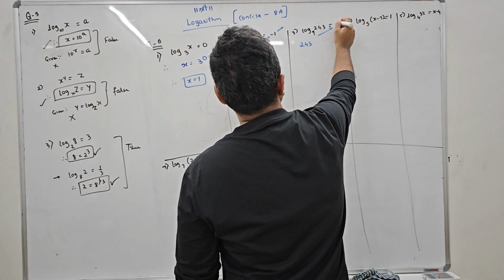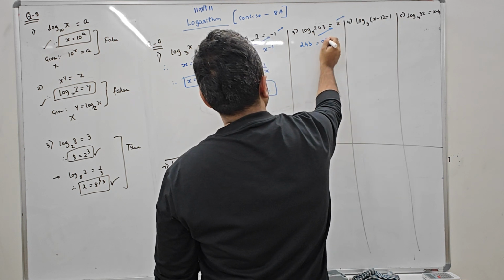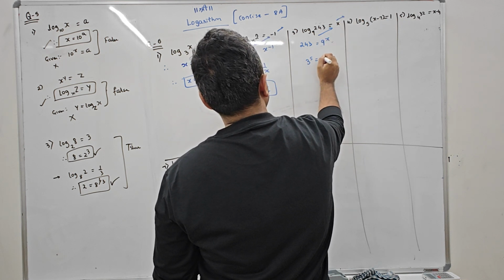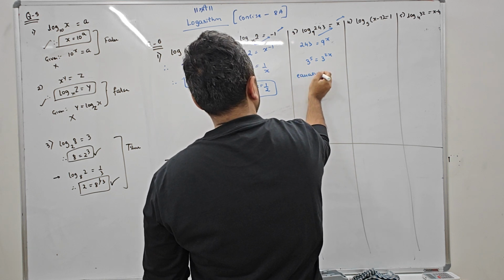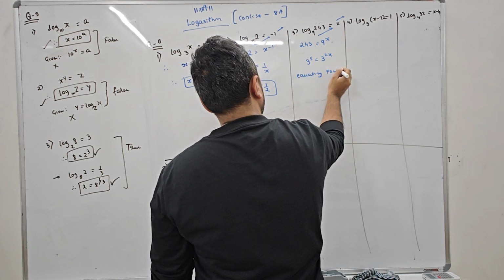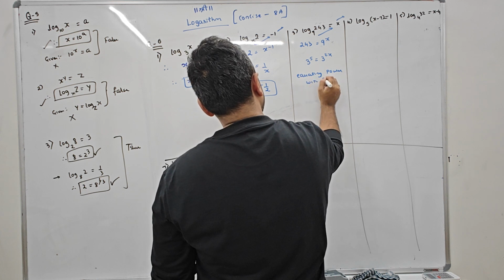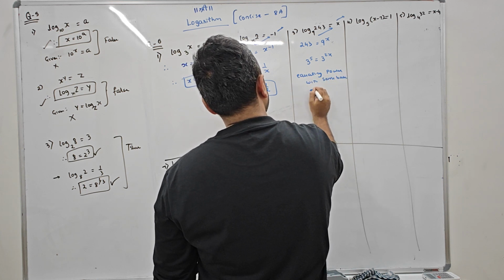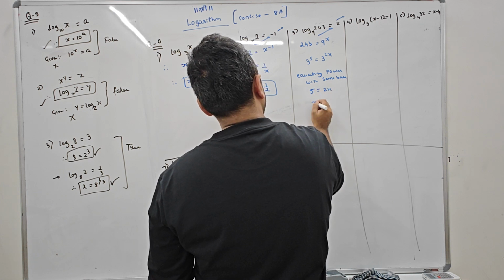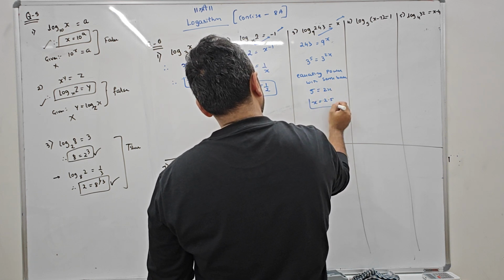243 is equal to 9 raised to x. 3 raised to 5 is equal to 3 raised to 2x. Equating power with the same base. Therefore 5 is equal to 2x. x is equal to 2.5.